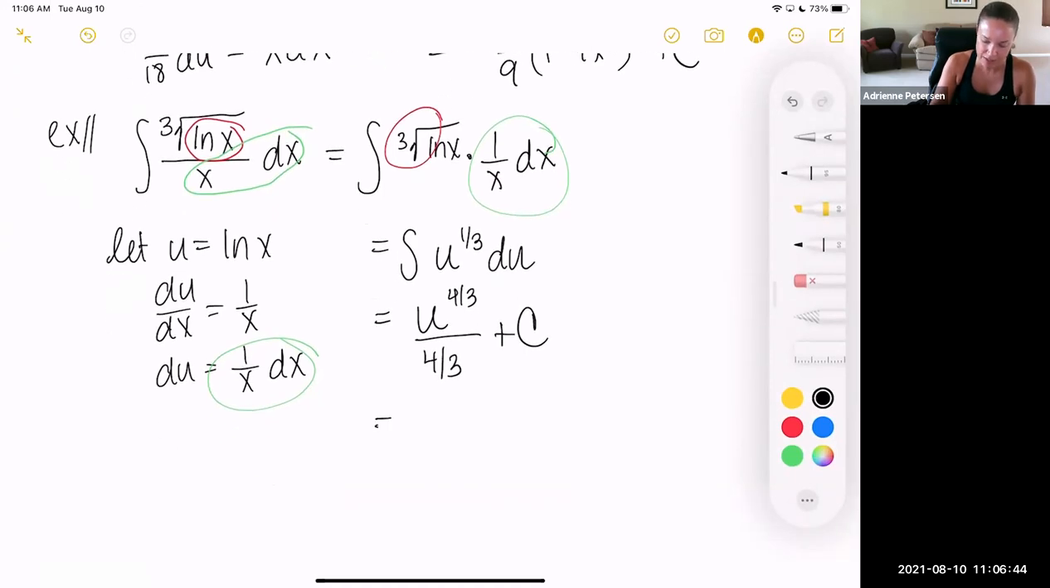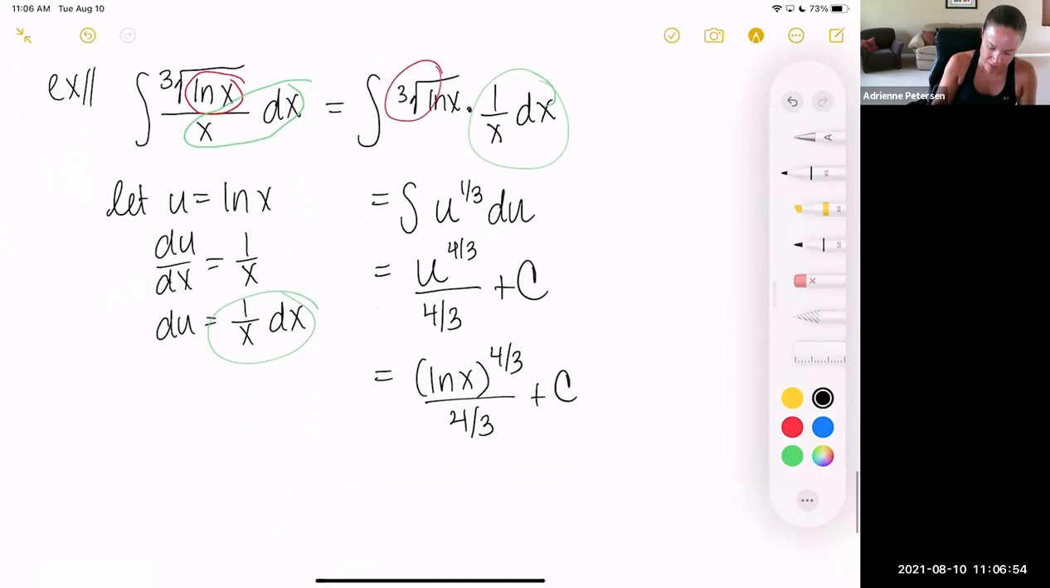Our last step is to put u back in, so I have ln of x to the 4/3 over 4/3 plus c. We don't have to simplify this, but usually if we have a fraction in our denominator, we would write it like this instead. WebAssign should accept either form. Any questions on this one?